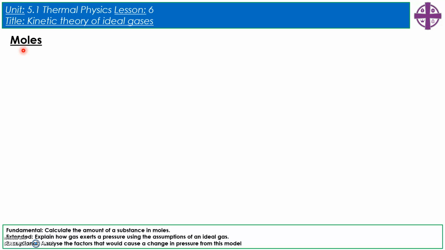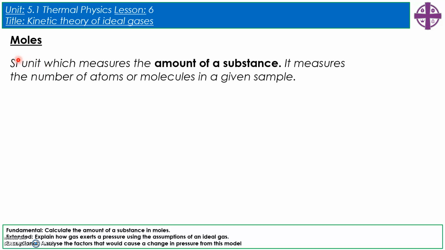First thing we're going to look at is moles. Just read this definition of what moles are. So all a mole is, it's just a measure of an amount of a substance. It tells you how many molecules you've got inside a substance. And 1 mole is defined as being 6.02 times 10 to the power of 23 atoms or molecules. Now that is a very large number.